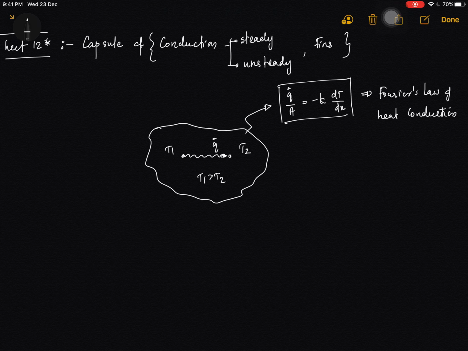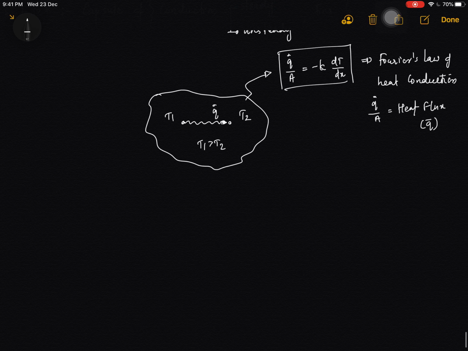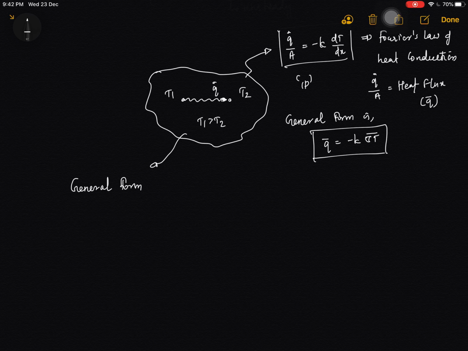And in this equation we have a term Q dot by A, which is called the heat flux, denoted by Q bar, and this is one dimensional in nature. So the general form of Fourier's law is Q bar equal to minus K del T, where del T is the temperature gradient and K is the thermal conductivity, Q bar is the heat flux. Okay, and then the general form of heat conduction.